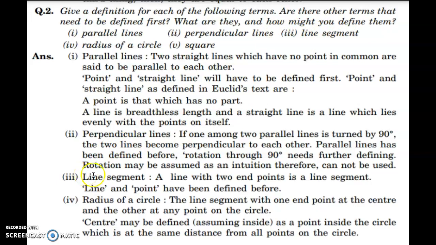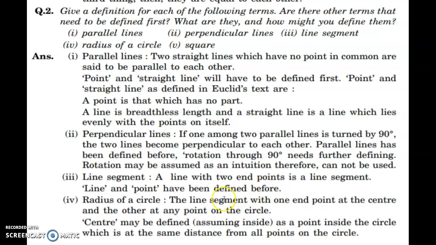See the answer, line segment. Definition of a line segment: a line with two endpoints is a line segment. We can measure the length of a line segment, but we can't measure the length of a line because it has no endpoints. Understood, my children? Line and point have been defined before itself.